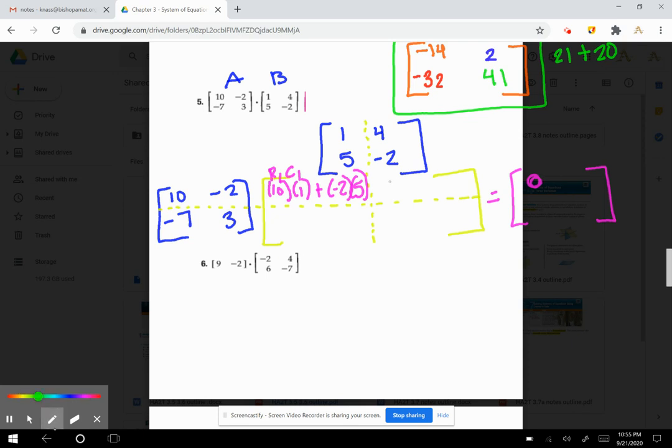We'll go to the right this time. You can go at whatever rep scheme you want. So this right is row 1, column 2, right? Row 1, column 2. So first times the first, 10 times 4 plus -2 times -2. So that's 40 plus 4, which is 44.